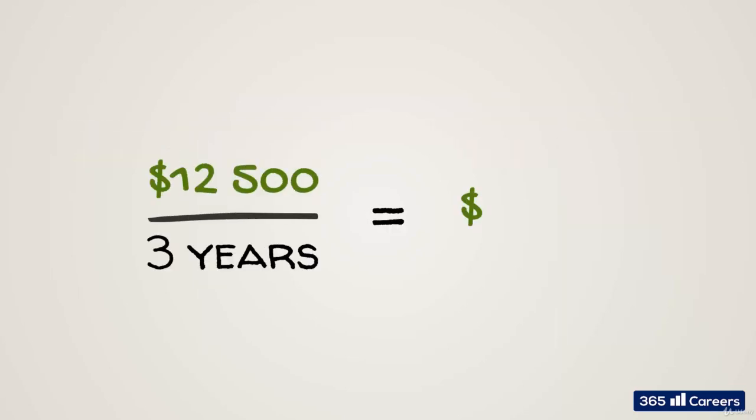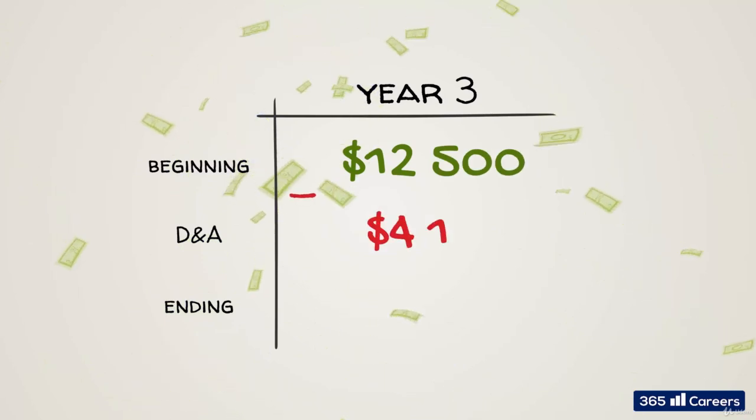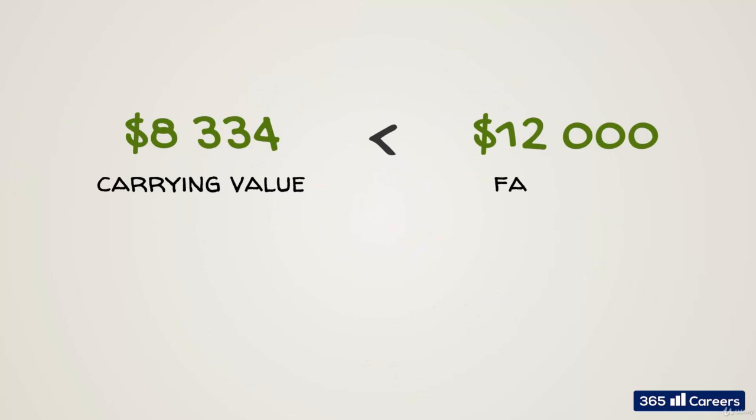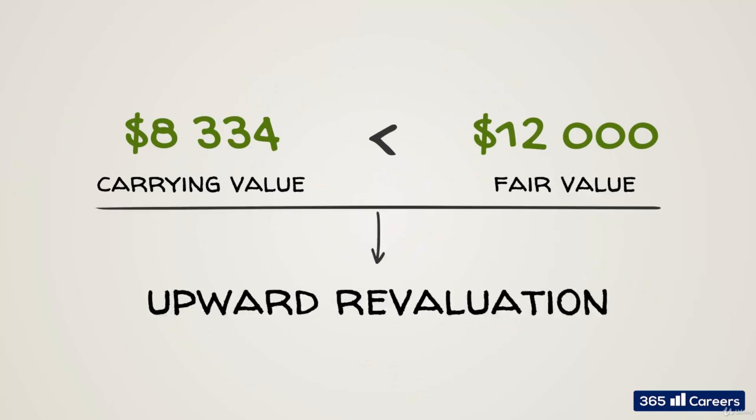Okay, now we just need to adjust the asset's depreciation expense. It is now worth $12,500 and has 3 more years of useful life. Therefore, we'll depreciate it by $4,166 annually. Hence, the next year's asset carrying value will be $8,334. However, a new revaluation takes place, and the asset is now revalued at $12,000. This is an upward revaluation, correct?